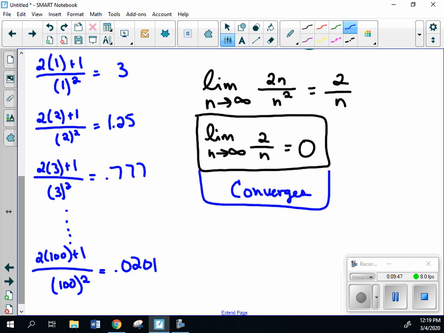Okay, so that's based on our sequences. Actually most of this should be review. Arithmetic sequences, again, you're adding or subtracting a common number. Geometric sequences, you're multiplying or dividing by a common ratio or a common number. And then we're looking at our limits of sequences.